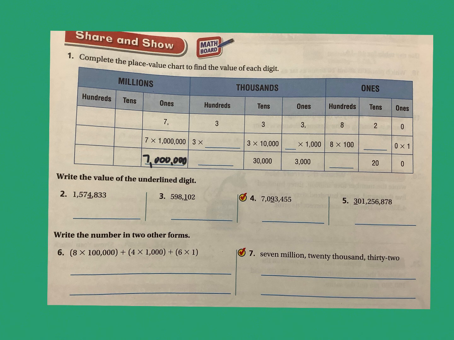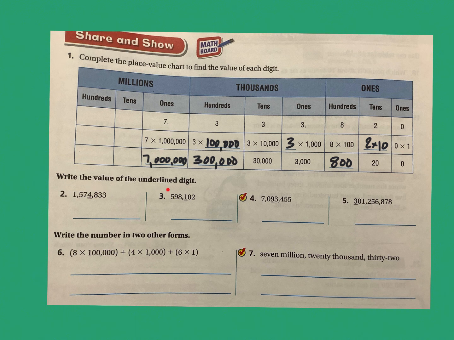I wish I had that many dollars. And 3 times 100,000, which is 300,000. We have 3 times 10,000, which is 30,000. 3 times 1,000, which is 3,000. 8 times 100, which is 800. 2 times 10, which is 20. And then we didn't have any ones, so that ends up being 0 times 1, 0. So these are the values of everything. This would be a lot of money, right? That would be nice to have all added up together.